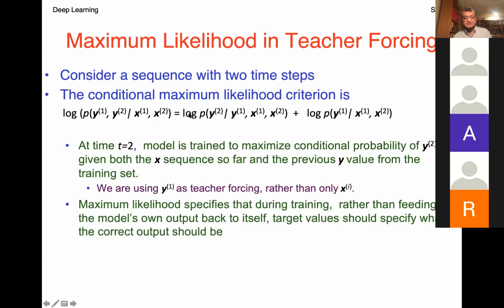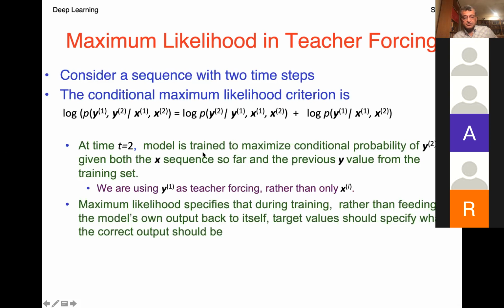This is a simple application of the product rule of probability, where the joint probability can be written as a product of these 2 quantities. And then we're taking a log of it. When you take a log of it, it becomes log P plus log P. So the product has become a sum here because of the logarithm.